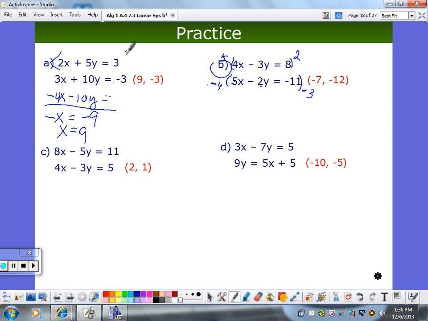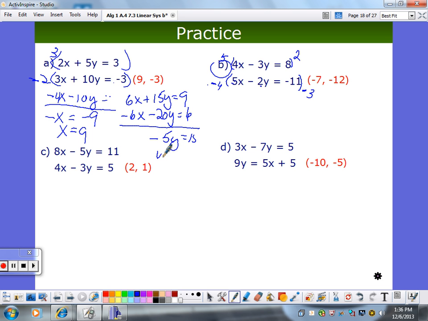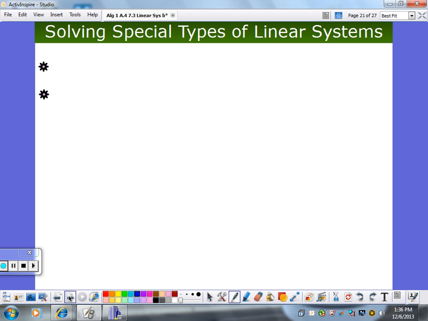Okay. That's 3, and that's negative 2. 6x plus 15y equals 9. Negative 6x minus 20y equals 6. I'm adding. Negative 5y equals 15. So what's y? Negative 3. We should get the same thing if you do the other variable. For now, I'm skipping this only because we're running out of time.